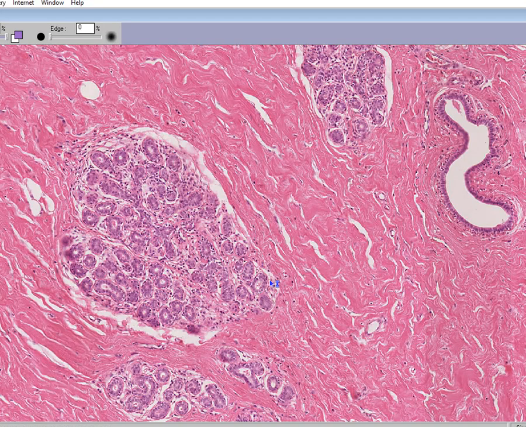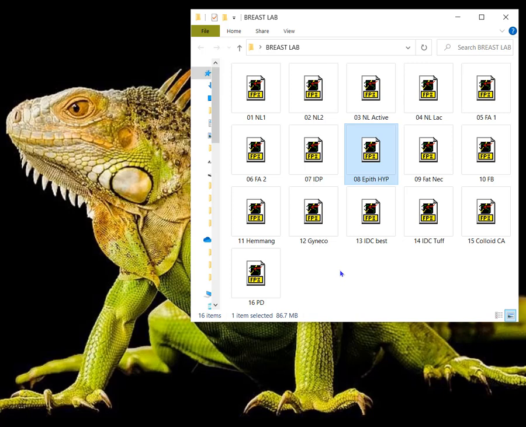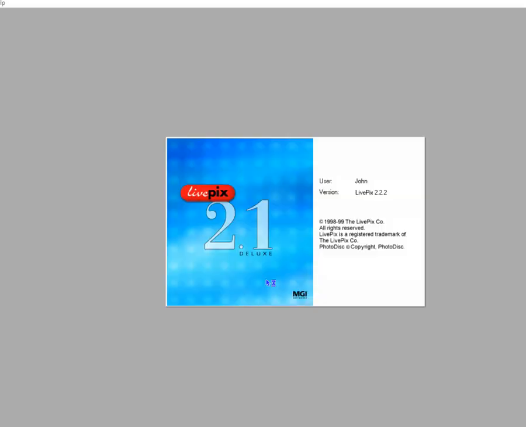Right here. Okay, exit. And now we're going to go to something I called fat neck. Now, that doesn't mean it has a fat neck like I do, especially when I wear this nice, comfortable turtleneck sweatshirt. This is going to be something called fat necrosis. Well, what is fat necrosis? Fat necrosis is necrosis of fat.